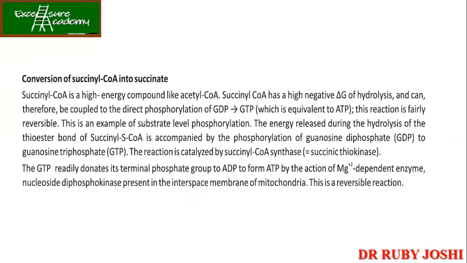So this can be coupled directly to phosphorylation of GDP to GTP. यानी कि इतनी एनर्जी हमें मिल रही है कि मैं GDP को GTP में कन्वर्ट कर रही हूँ, and GTP is equivalent to one molecule of your ATP. यानी कि at the end of this I have generated another energy molecule. ठीक है? Now this is an example of substrate level phosphorylation. The energy released during the hydrolysis of the thioester bond of succinyl-CoA is accompanied by phosphorylation of GDP to become GTP. Okay, and of course this reaction is catalyzed by the succinyl-CoA synthase.